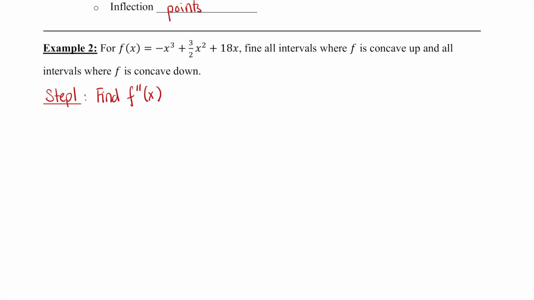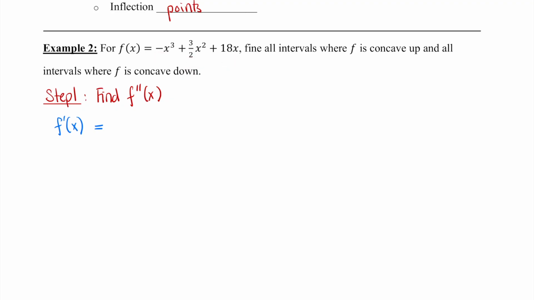To find the second derivative, I need the first derivative. So first, let's find f prime. f of x equals negative x to the third plus 3 over 2 x squared plus 18x. To find f prime, I differentiate term by term.